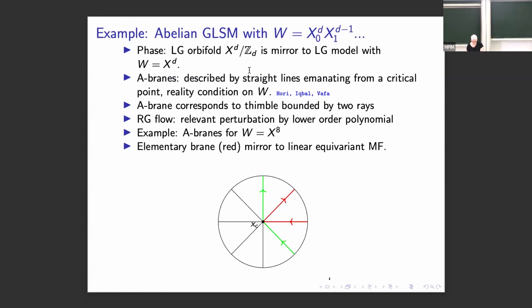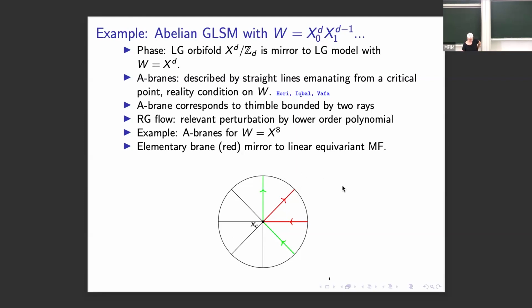So our phases of the GLSM are related by mirror symmetry to non-orbifolded Landau-Ginzburg models, and in this way there's a geometric picture about what the branes are. So A-branes are Lagrangian submanifolds. Here we have one variable, so they are straight lines in C, and they are not just any straight lines. There's a reality condition coming from the superpotential. So here's a picture for W equals X to the 8, I think, yes.